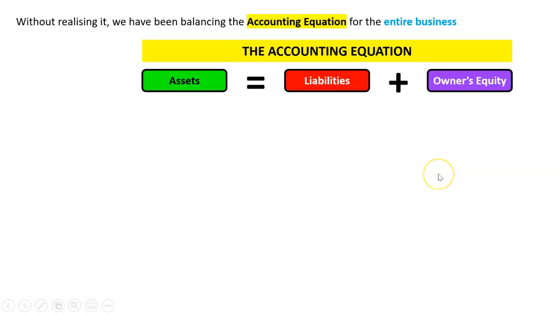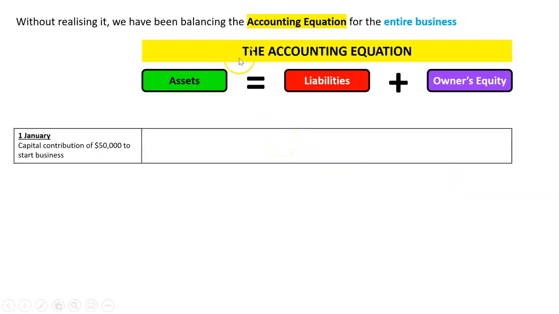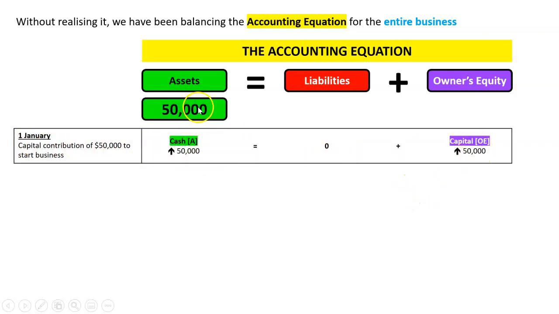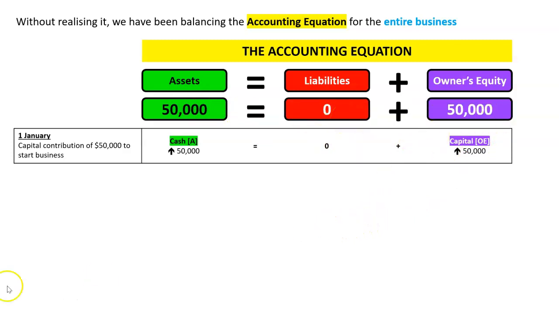The good thing about the accounting equation is that you've just been doing it for one transaction at a time, but without realizing it, you're kind of doing it for a whole business. And it's balancing for that entire business every time, and it's changing after each transaction. So we had the first transaction here, capital contribution 50,000. That was this. Cash went up, 0 plus this. And then we said the accounting equation is $50,000 equals liabilities of 0 plus $50,000 of owner's equity.